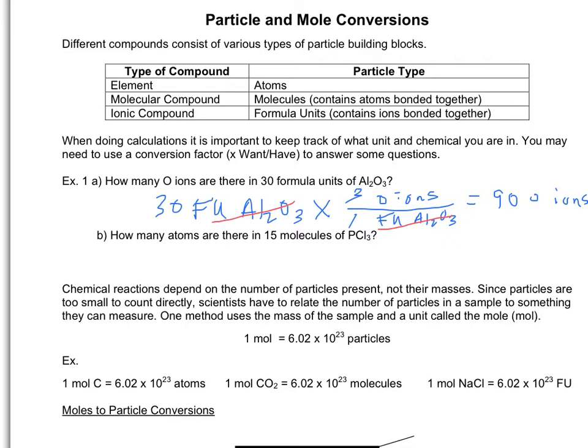I start my question by writing down the number that's given to me. 15 molecules of PCl3. Now I know it takes some extra time to write down the word molecules in PCl3. Trust me, it's really important to keep track of what particle and what chemical you're in. I want to change this into atoms, which molecules are made up of. So I times by a conversion factor, what I want on the top, what I have on the bottom.